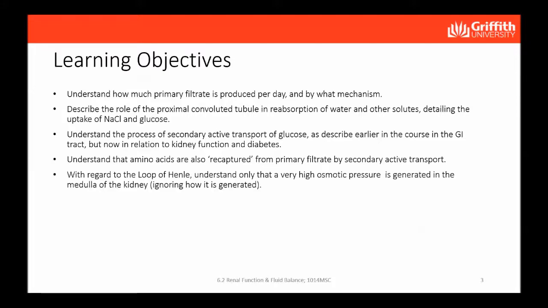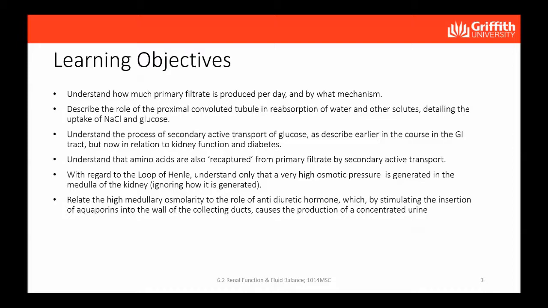And also with regard to the loop of Henle, we need to understand that a very high osmotic pressure is generated in the medulla of the kidney using these structures. And we want to relate that high medullary osmolarity to the role of anti-diuretic hormone, which, by stimulating the insertion of aquaporins into the wall of the collecting ducts, causes the production of a concentrated urine.